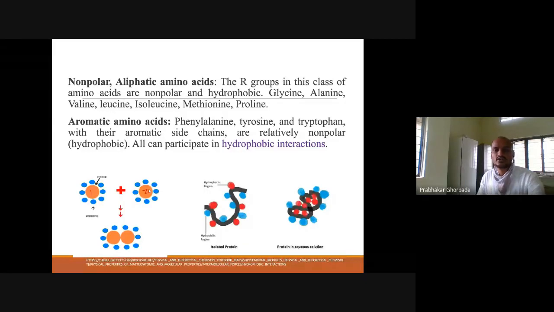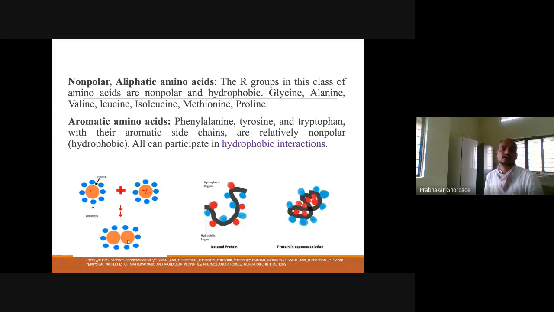So the concept of hydrophobicity tells us that whenever we have two hydrophobic molecules, they will try to interact with each other. Why? Because of water. Extra water molecules are there, and if they interact, they can avoid the water molecules. That is why the two are interacting with each other. That is the concept of hydrophobicity.